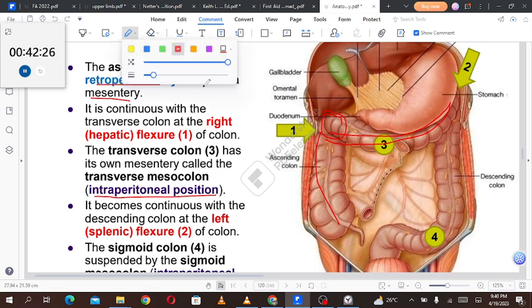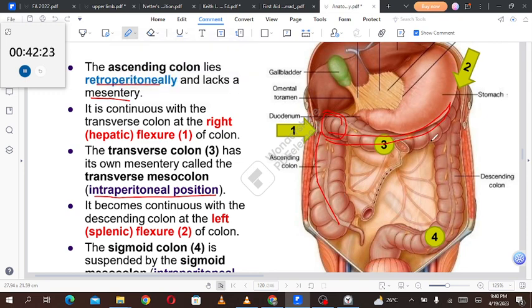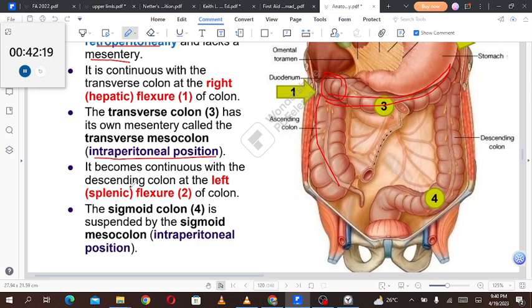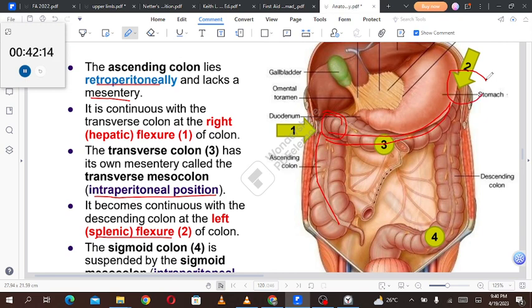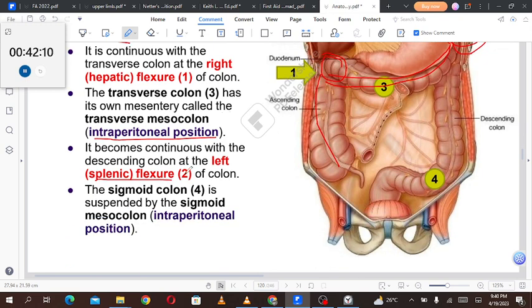So the first part of the ascending part is retroperitoneal. The second part, the transverse colon, is intraperitoneal. Then it becomes continuous with the descending colon at the left splenic flexure over here. It is also called the Griffith point. So in this splenic flexure, it becomes continuous with the descending colon, right?